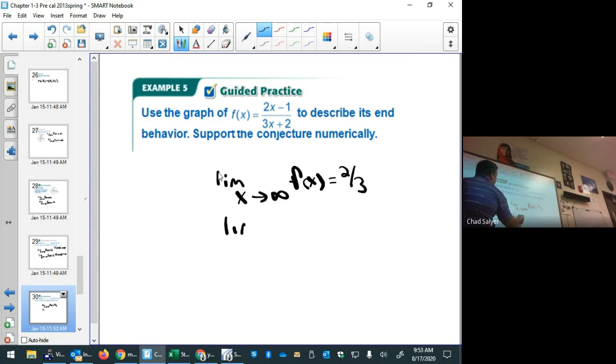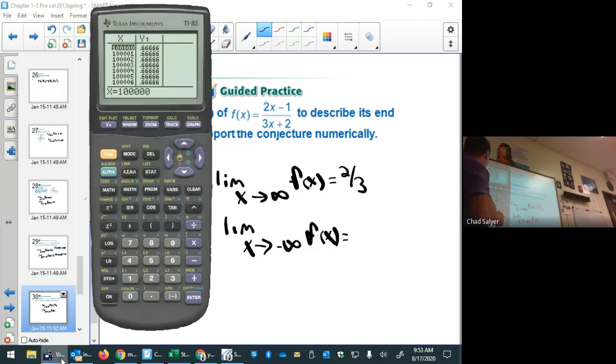And then the limit as x goes to negative infinity of f of x. Well, let's try some really big negative values. If I go to my table setup and punch in negative 100, I keep going in a negative direction. See, we're approaching the same value, but from the top, from above this time.